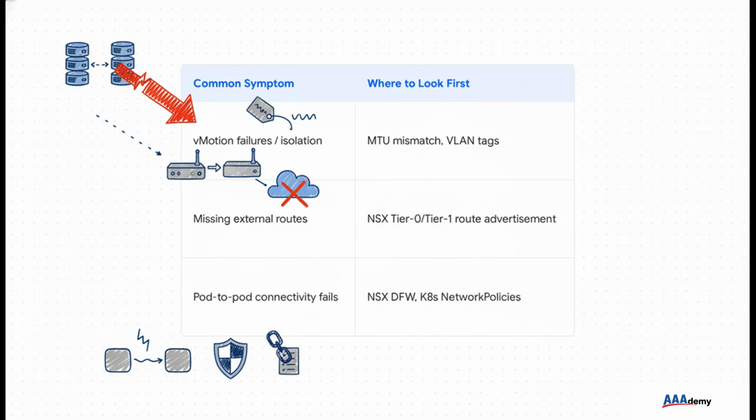Networking. These issues can be so subtle. If vMotion is failing or hosts are getting isolated, it's so often a simple MTU mismatch or a wrong VLAN tag. Can't reach your services from the outside world? Your first stop has to be the NSX route tables. And for that really tricky pod-to-pod communication problem, well, it's time to put on your detective hat and investigate the NSX distributed firewall and your Kubernetes network policies.